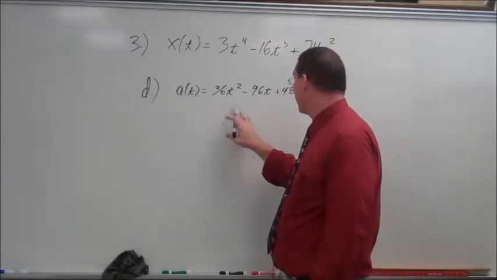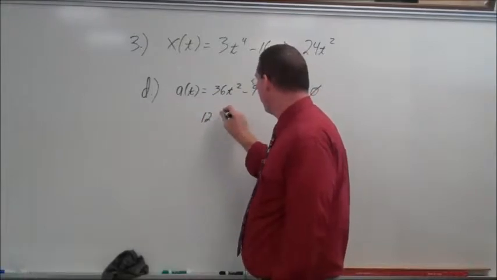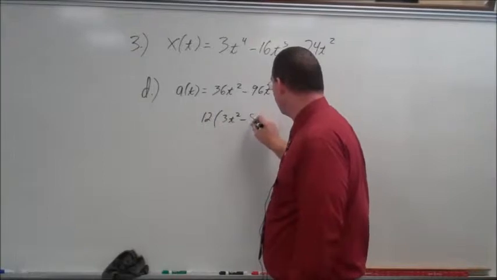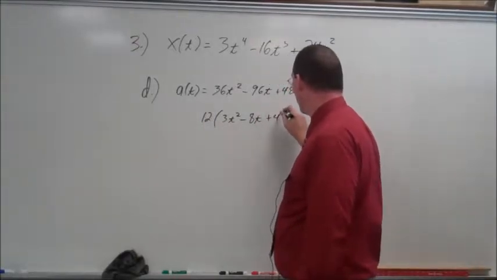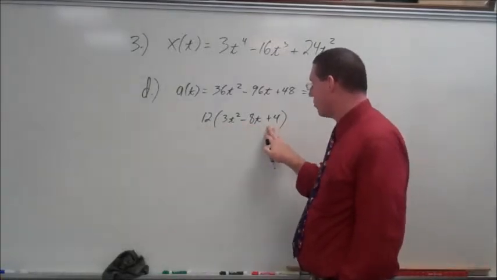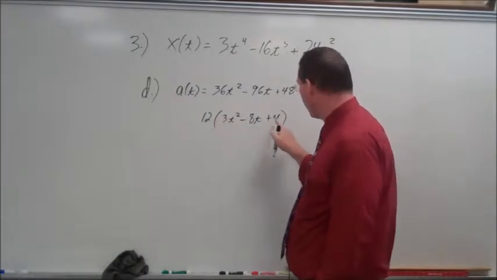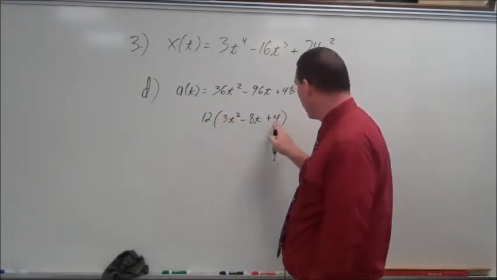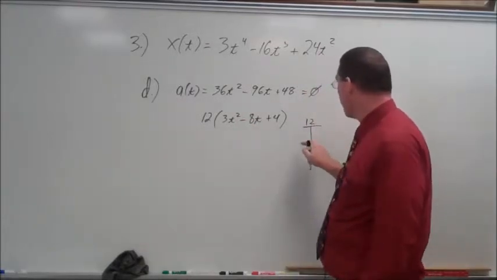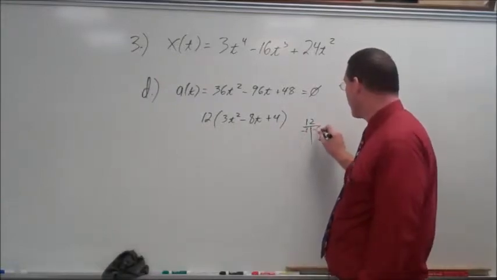Now I'm going to do some factoring here. I'm going to factor out a 12. And so this is now going to become 12 times 3t squared minus 8t plus 4. And now this is going to require a special kind of factoring called product sum factoring. We're going to multiply the first times the last. 3 times 4 is 12. And we have to identify two numbers that multiply to 12 that add up to -8. That's negative 2 and negative 6.